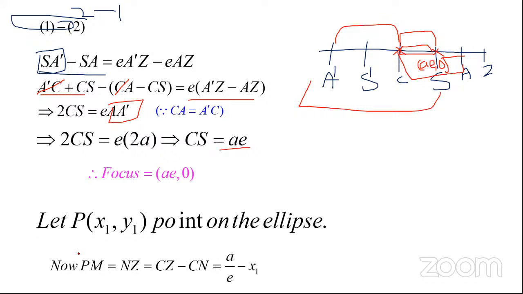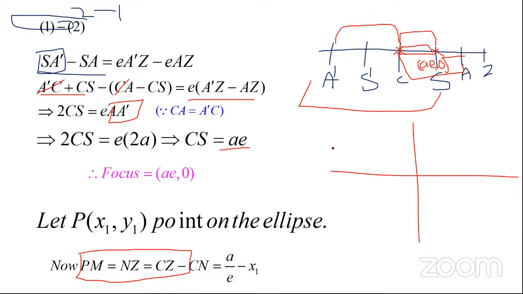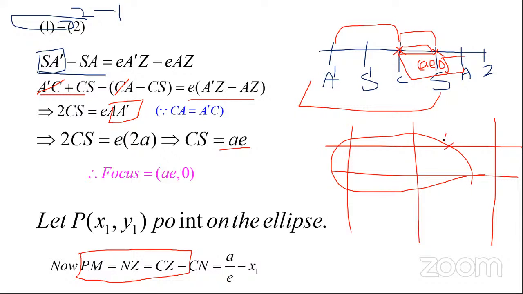Before that, I'm taking PM from the diagram. This is PM, and it's a perpendicular line N in the figure. Please observe that from the textbook. And this is M, this is M dash. So PM equal to NZ. This NZ can be written as CZ minus CN.